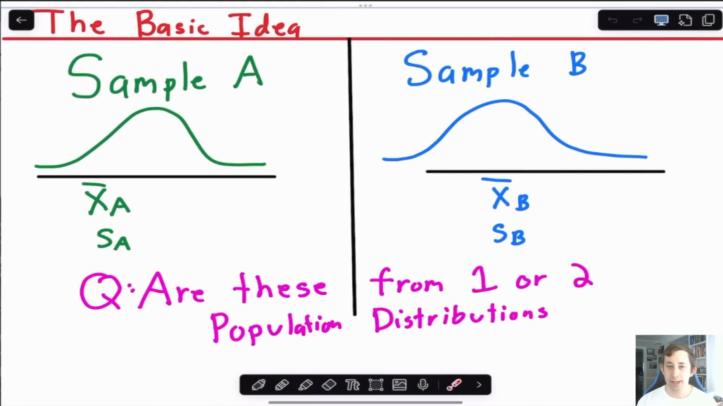So here's the basic idea behind the t-test of means. You've got two different samples, sample A and sample B. For each sample, you've got a mean, a standard deviation, and a variance. You're basically trying to ask the question: are these two samples coming from the same distribution, or are they coming from two different distributions? Now they both could be normal, maybe they've got different means, maybe they have different variances. The ultimate question is, do these two samples come from the same distribution or not?